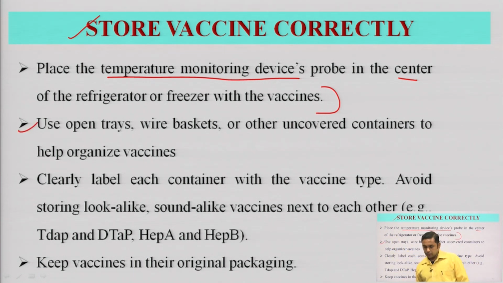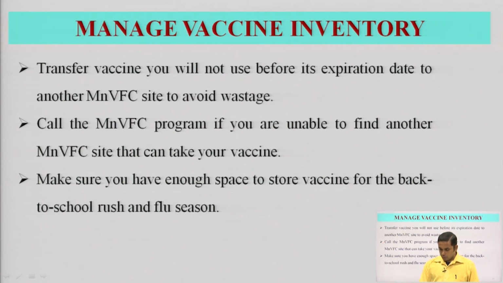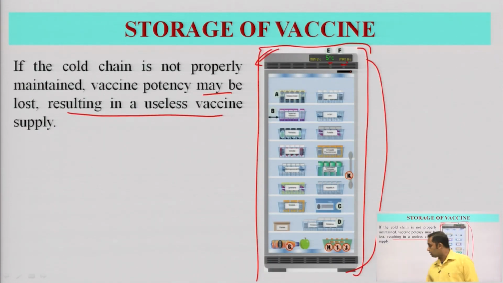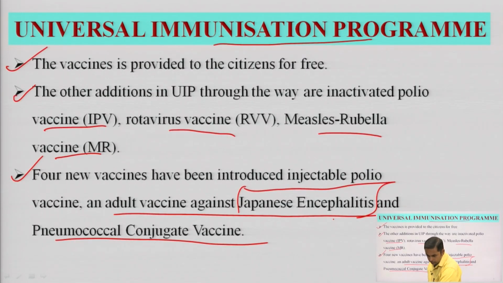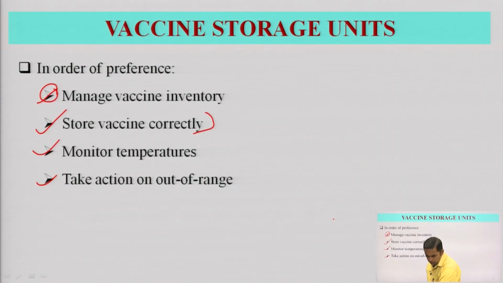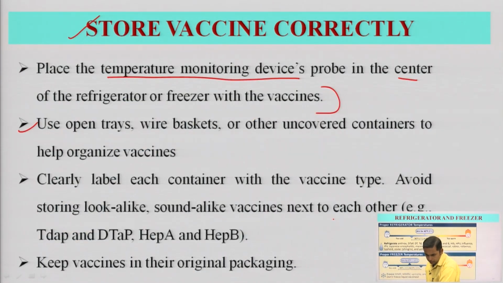Use open bins, open trays, wire baskets and other uncovered containers to organize the vaccines. I have shown you one picture, yeah, this is the picture. You can follow this process to store all those vaccines.